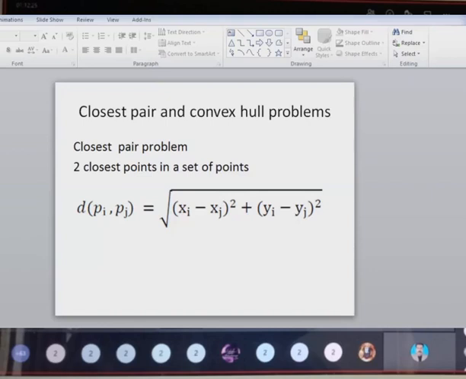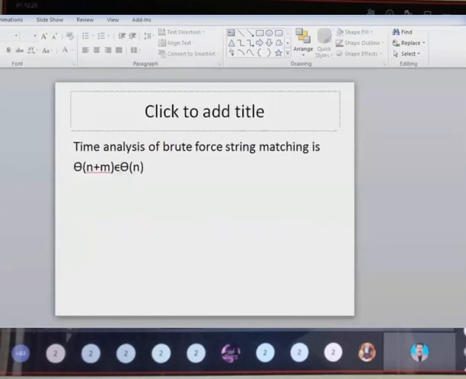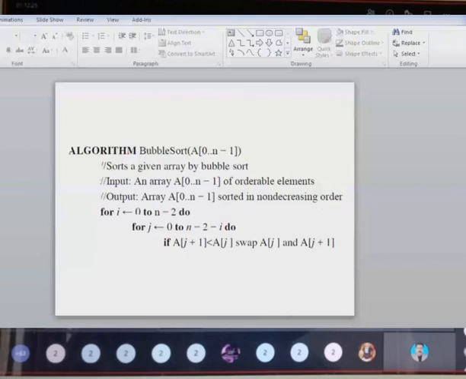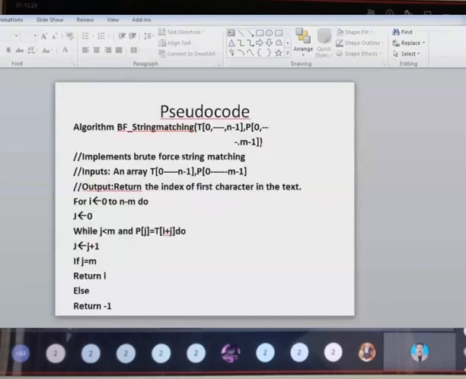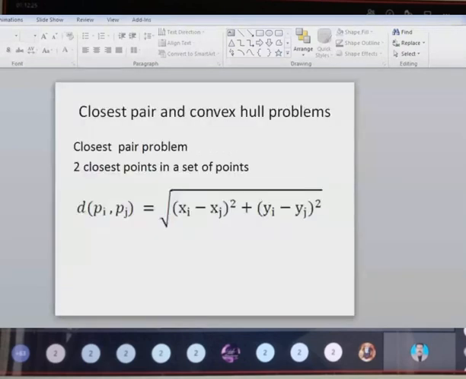Algorithm. The examples for algorithmic design techniques are brute force, divide and conquer, and dynamic programming. The first technique is called brute force. Under brute force, we discussed selection sort, bubble sort, and string matching. The next topic is closest pair and convex hull problems.